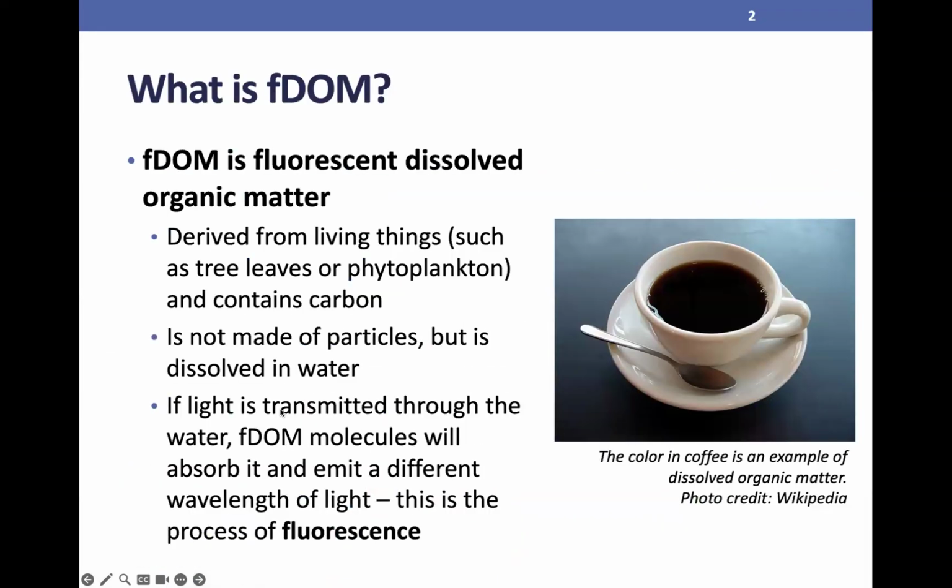Fluorescent dissolved organic matter, or FDOM, is derived from living things and contains carbon. It is not made of particles but is dissolved in water. The color in coffee is an example of dissolved organic matter. And importantly, if light is transmitted through the water, FDOM molecules will absorb it and emit a different wavelength of light. This is the process of fluorescence.